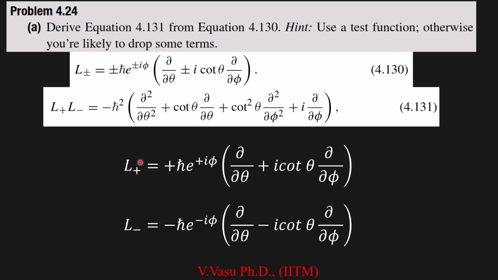Now we can separate this. From equation 4.130, L sub plus, the raising operator, is equal to, taking only the upper sign part, plus h cross e to the power i phi multiplied by del over del theta plus i cot theta del over del phi. Similarly, the lowering operator L minus is equal to minus h cross e to the power minus i phi multiplied by del over del theta minus i cot theta del over del phi.